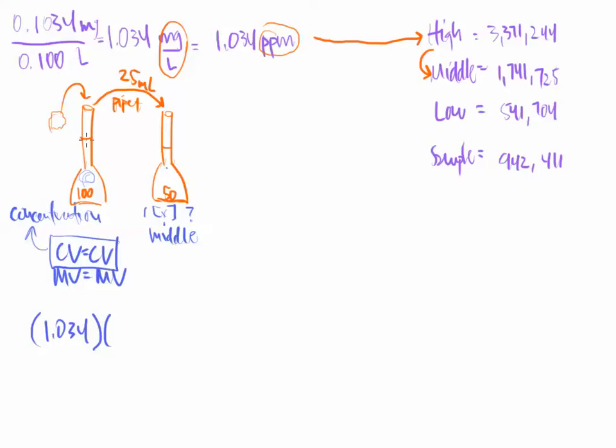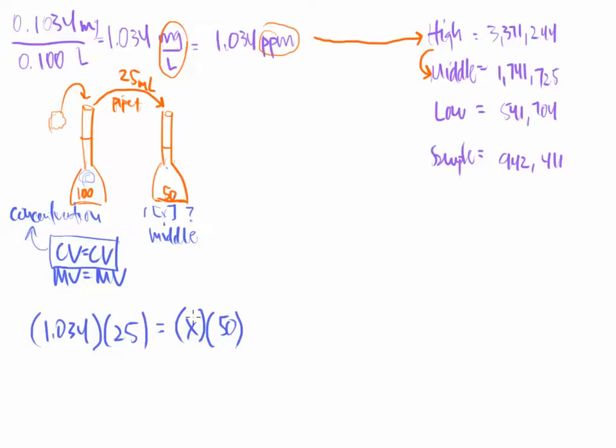And I know how much of that I pulled. My initial volume that I pulled here was 25 milliliters. Well, I'm trying to figure out my new concentration. I don't know what that is. That's what I need to solve for. But I know what my final volume is. I put 25 mils of that liquid in here, and then I added water, and I went up to the line, and that gave me 50 milliliters, because it was a 50 milliliter volumetric flask.